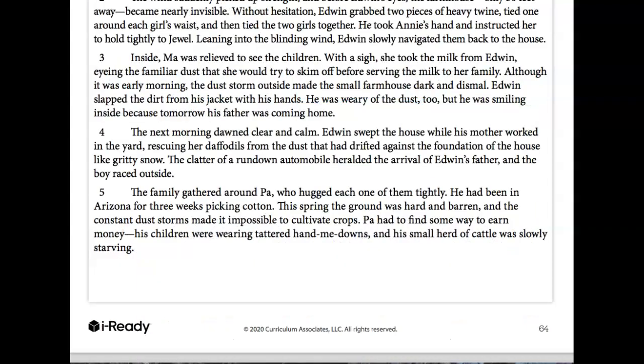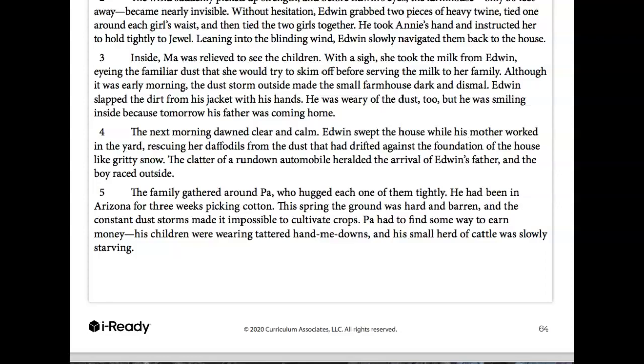All right, inside, Ma was relieved to see the children. With a sigh, she took the milk from Edwin, eyeing the familiar dust that she would try to skim off before serving the milk to her family. Although it was early morning, the dust storm outside made the small farmhouse dark and dismal. Edwin slapped the dirt from his jacket with his hands. He was weary of the dust, too, but he was smiling inside because tomorrow his father was coming home.